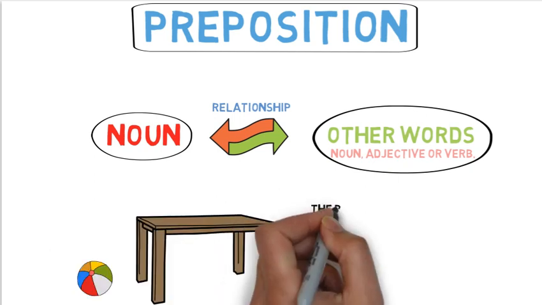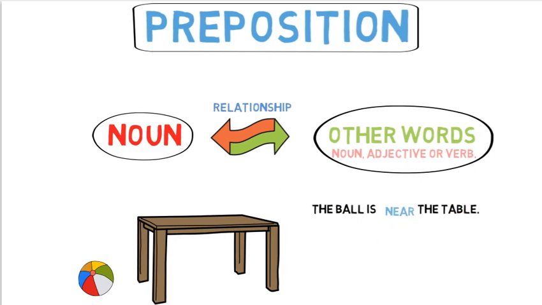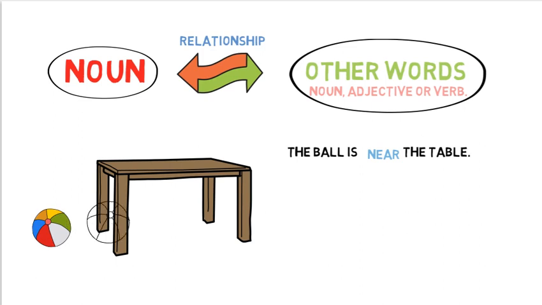Where is the ball? The ball is dash the table. So what is the relation between the ball and the table? The preposition shows us this relation. The ball is near the table.